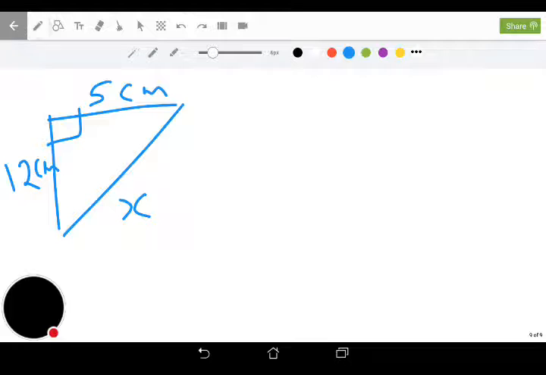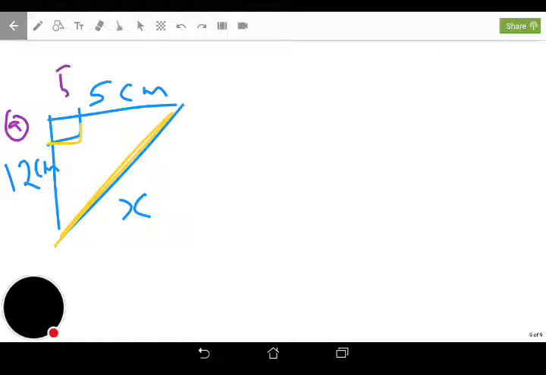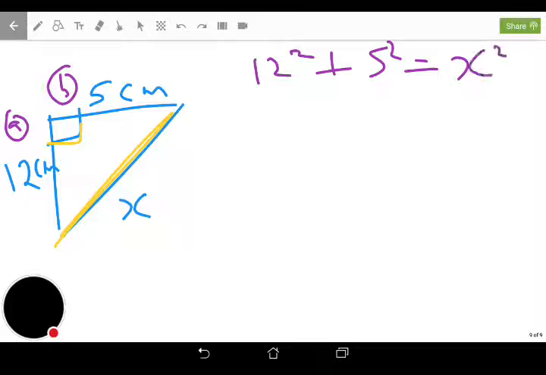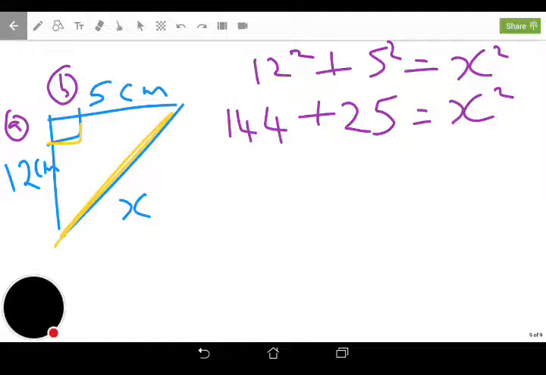Because we're finding the longest side, which is opposite the right angle, we know that's C squared. So we're going to go with the formula A squared plus B squared is C squared. Like I said, with the shorter sides, either can be A or B. So it's 12 squared plus 5 squared, which will give us X squared. 12 squared is 12 times 12, which is 144, and 5 squared is 5 times 5, which is 25, and that gives us X squared. Now the sum of 144 and 25 is 169.